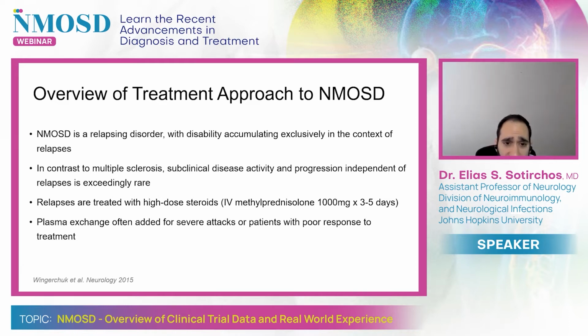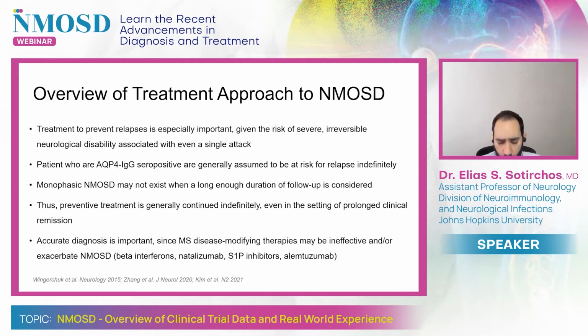Just in terms of relapses, the treatment is fairly standard in terms of the use of high-dose IV methylprednisolone, typically for 3 to 5 days, typically 5, depending on the severity of relapses. In NMO, where the relapse is often severe, we typically will do the full 5 days. And plasma exchange is often added for severe attacks or patients with a poor response to an initial corticosteroid response, if available. Now, apart from the treatment of relapses, what's most important is prevention.